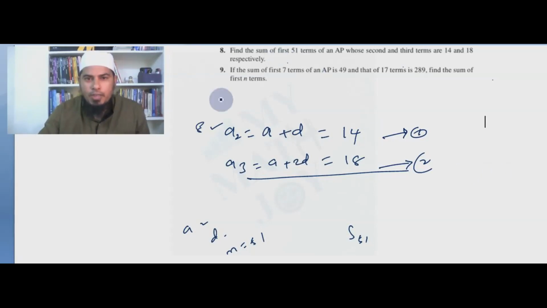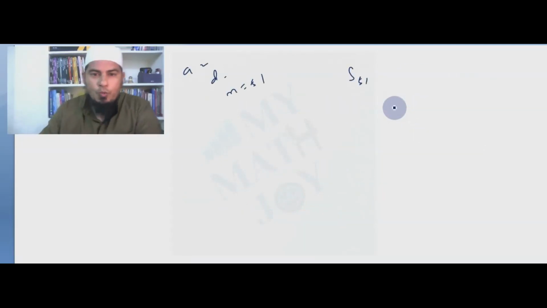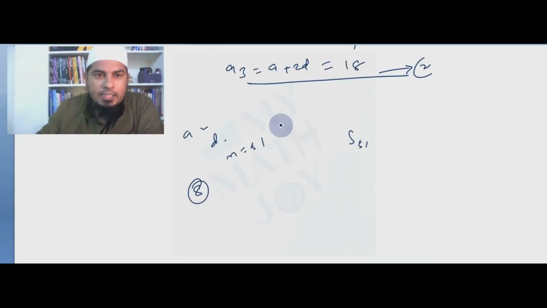Let's move on to the 9th question. If the sum of the first 7 terms of an AP is 49 and the first 17 terms is 289, very interesting. Here the terms are not given, only the sum of the first 7 terms. So what is given has to be understood very nicely. I'm so sorry, this is the 9th question.